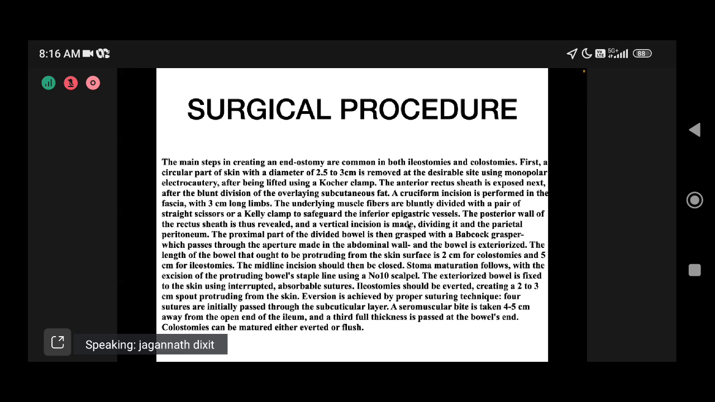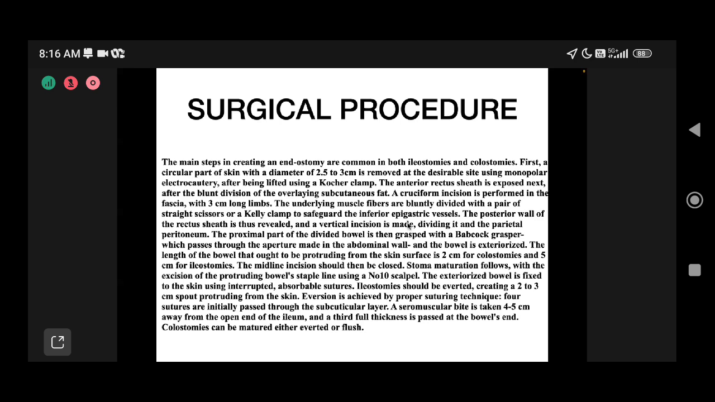The main steps in creating the end ostomy are common in both ileostomy and colostomy. That's a very basic thing. First, if you are doing a permanent one, a circular part of the skin with a diameter of 2.5 to 3 centimeters is removed at a desirable site using a monopolar cautery. After being lifted using an Allis forceps or a Kocher forceps, the anterior rectus sheath is exposed, and after blunt dissection of the overlying subcutaneous fat, you need to give a cruciate, cruciform incision. Cruciform is something like a vertical and horizontal cut.